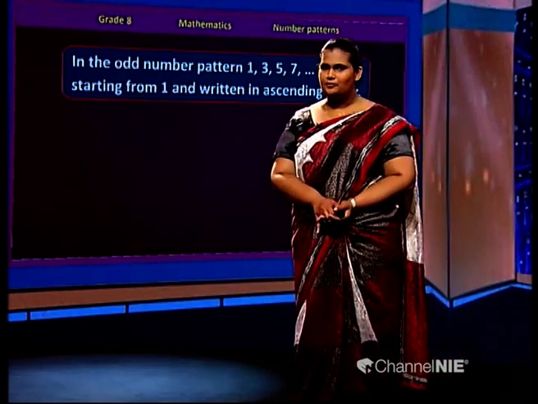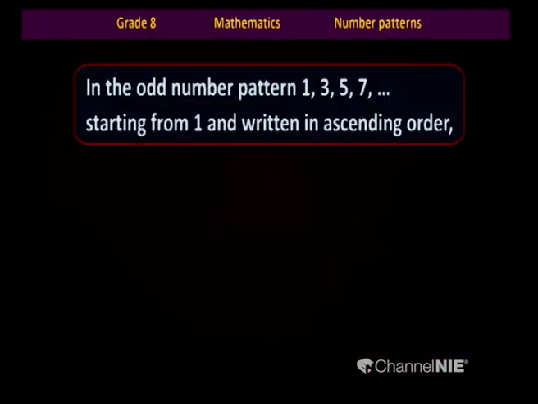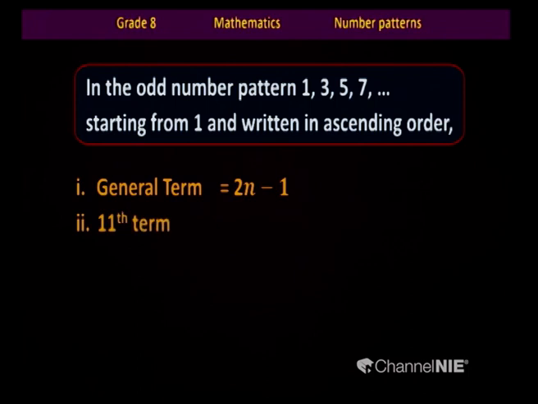So, this is my first question. In the odd number pattern 1, 3, 5, 7 and continues, starting from 1 and written in ascending order. First one, what is the general term? We have already obtained that, it is 2n minus 1. Second one, they are asking us to find the 11th term.